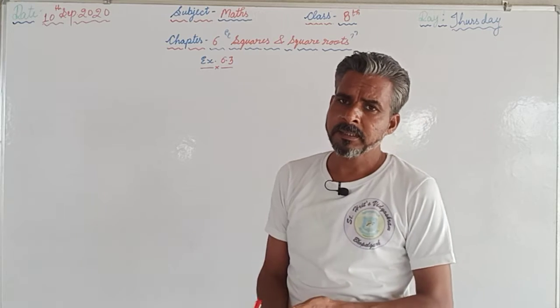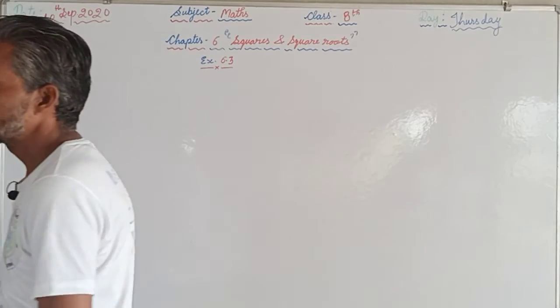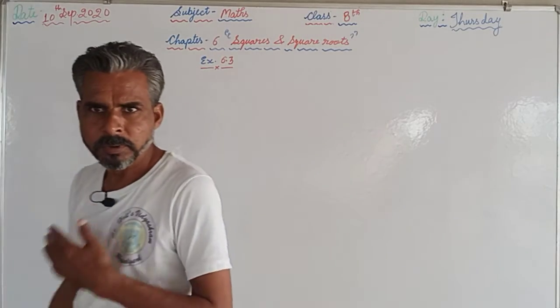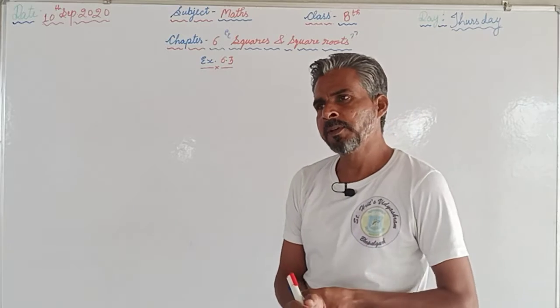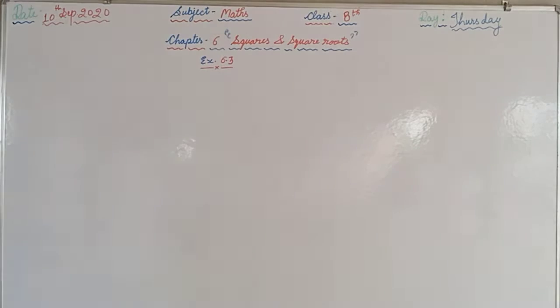This video is for class 8th and the subject is maths, and we are continuing the same chapter, chapter number 6, and the name of the chapter is squares and square roots. Yesterday in the previous video we started exercise 6.3 and solved up to question number 5. In question number 5 we have to find the number by which the given number should be multiplied to be a perfect square. In the next question, we have to find the number by which the given number should be divided to be a perfect square.